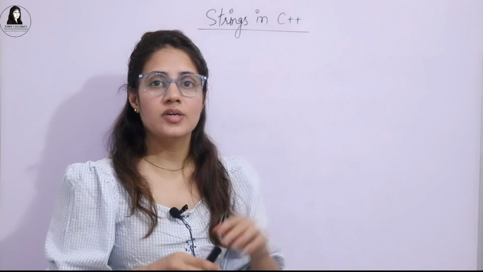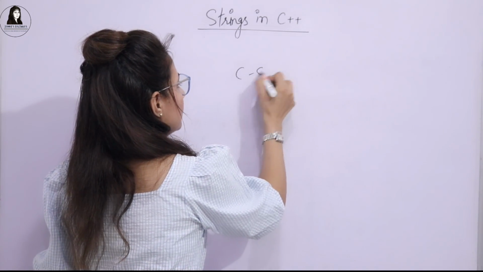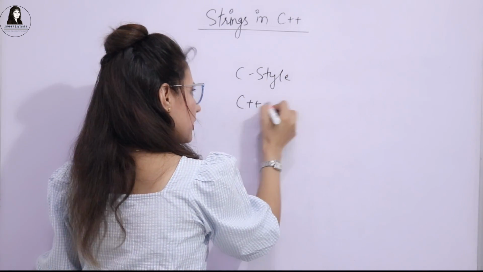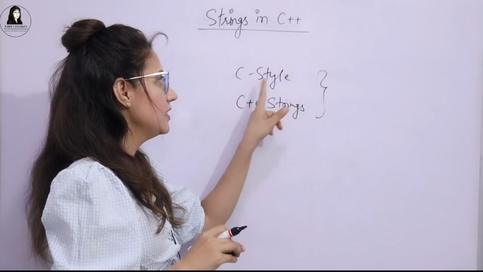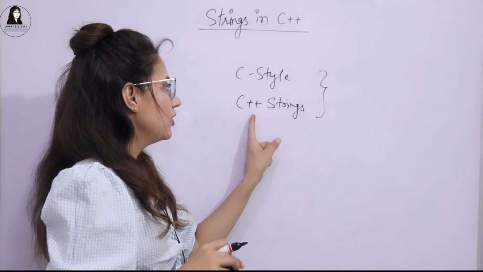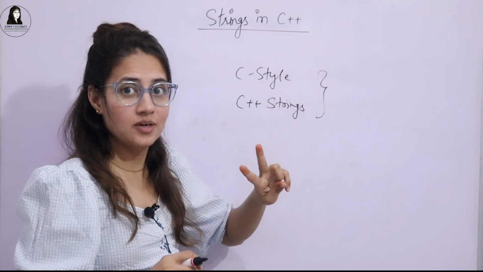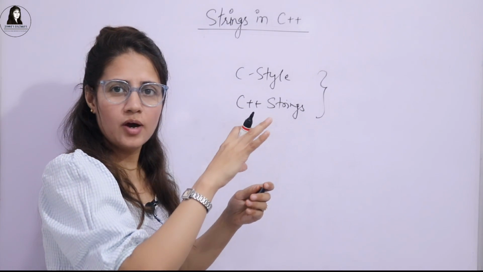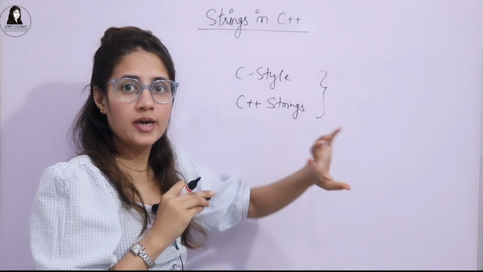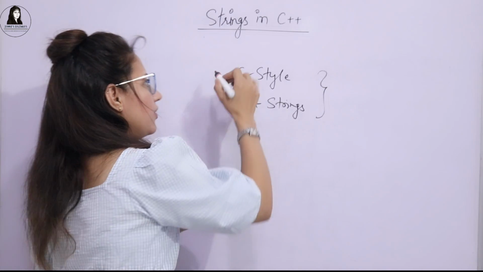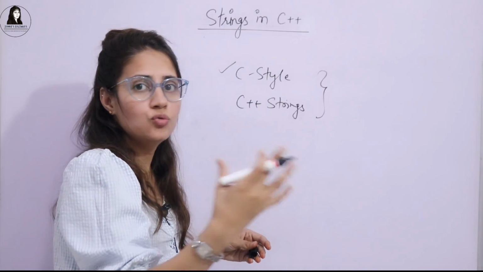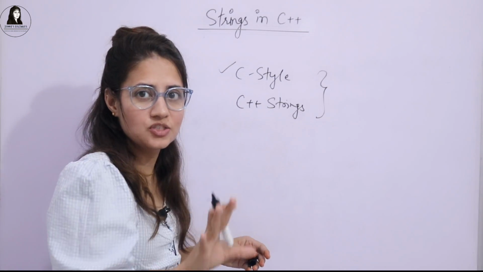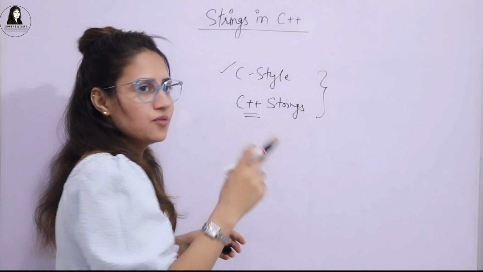Now, C++ provides two ways of string representation basically. One is C style strings and one is C++ strings. Both are different, right? So both we will discuss, or you can say C style character strings and C++ strings. These both are different. If you have gone through my previous C programming videos, then you are aware of C style strings, how to use them, and what functions we can use on these strings. C++ strings are different, right?